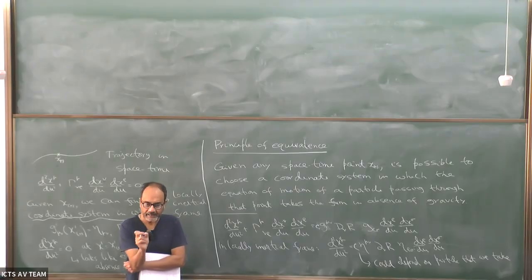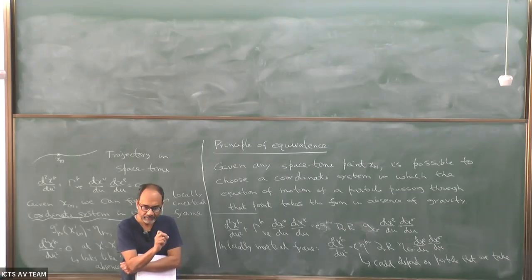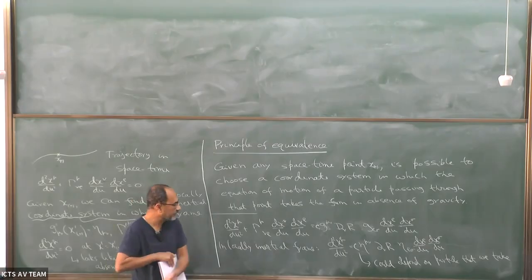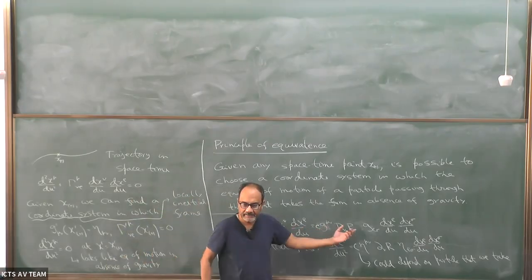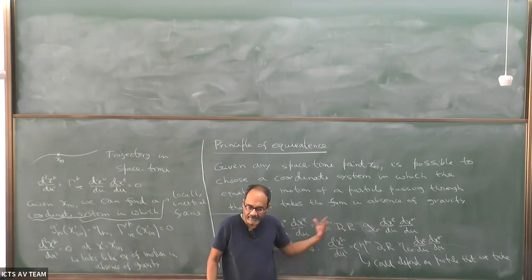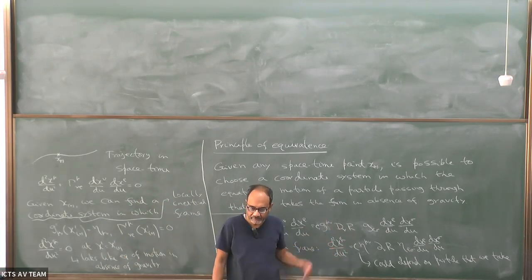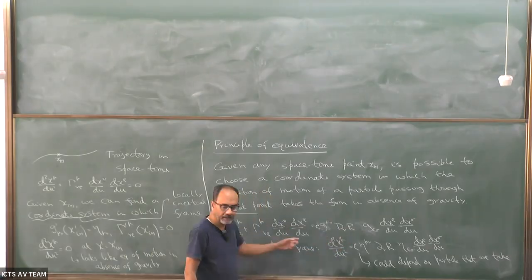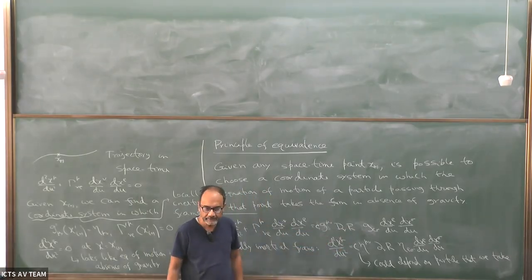But that's not a sacred principle. It can be violated without violating the invariance under coordinate transformation. And here I just gave an example that is invariant under coordinate transformation. Nevertheless, it doesn't satisfy the principle of equivalence because the particle is not traveling along a geodesic. There's something on the right hand side.